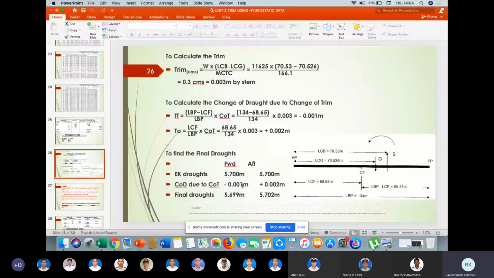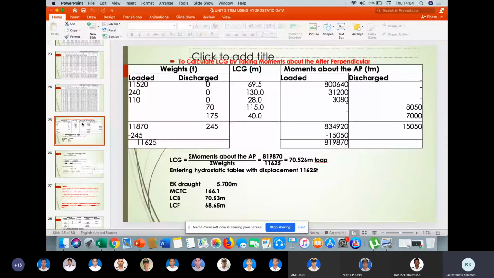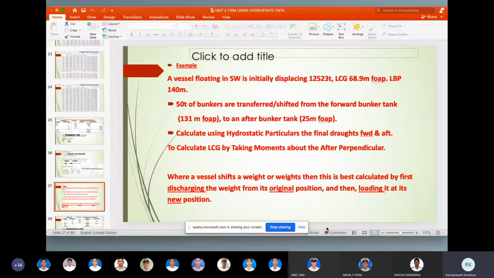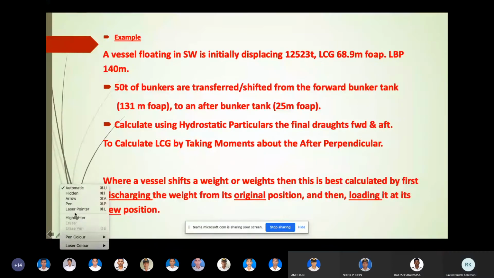Okay. So till now in this problem, we were doing loading and discharging in the moments table. Now here we'll be doing a slight variation, which is shifting. We'll be talking about shifting of weights.